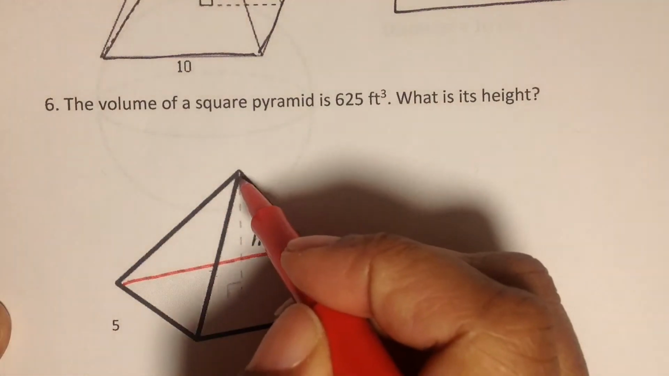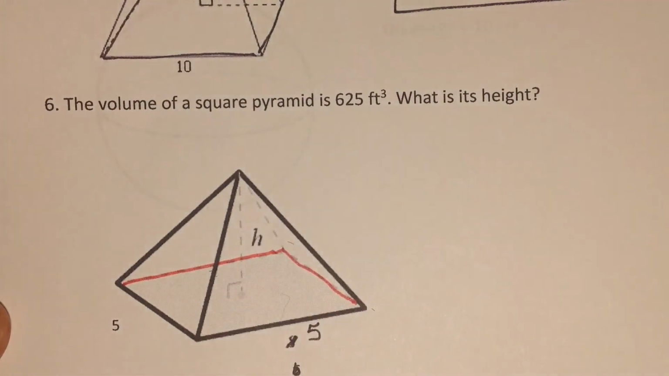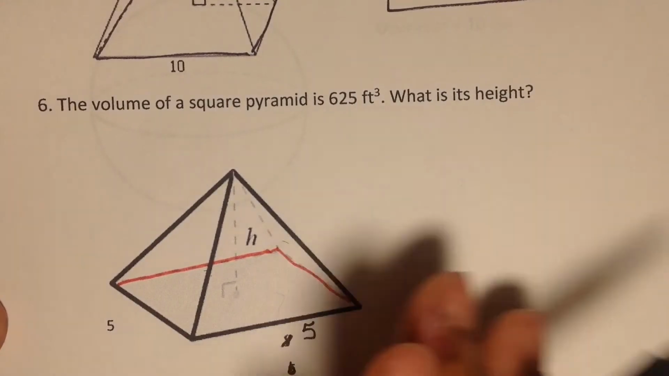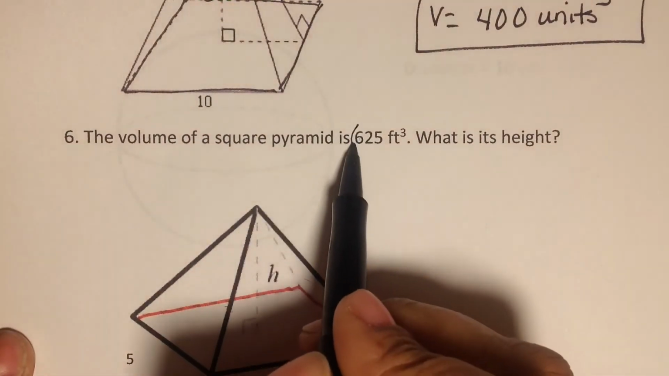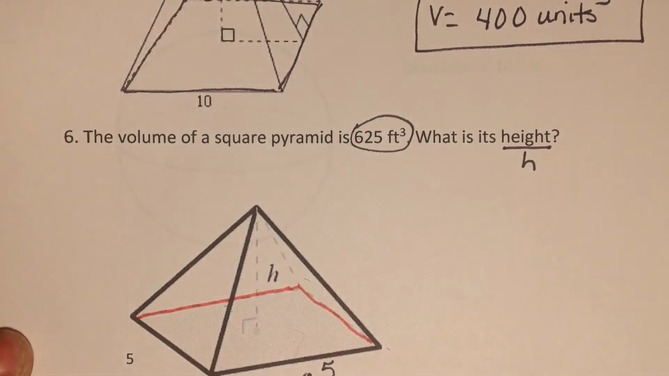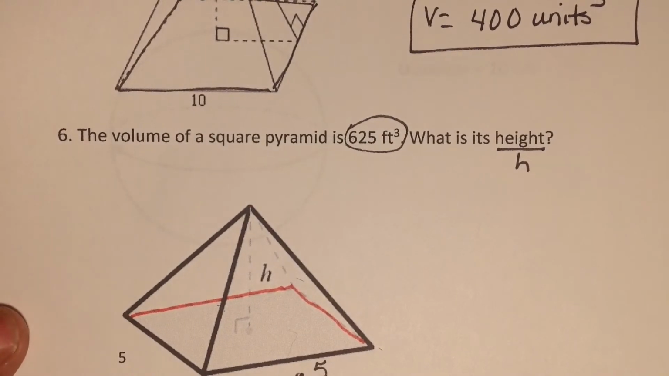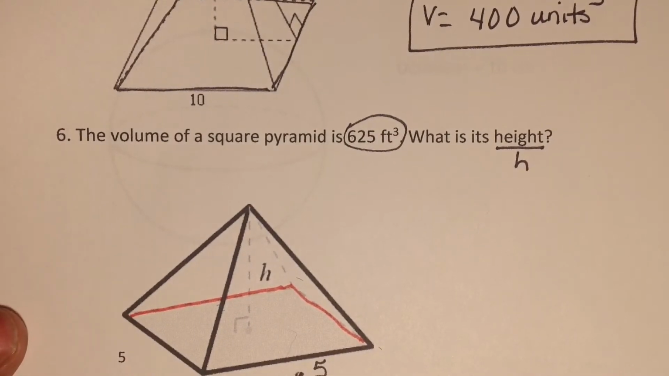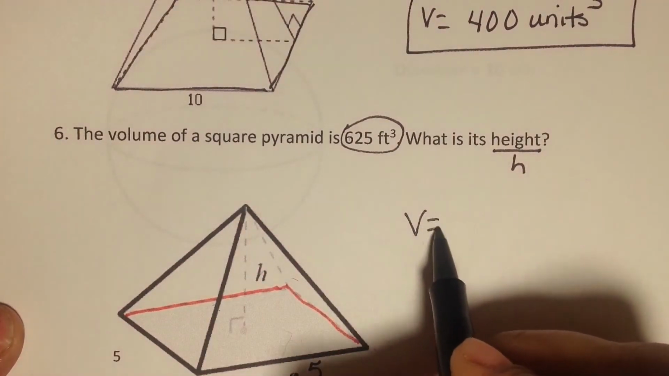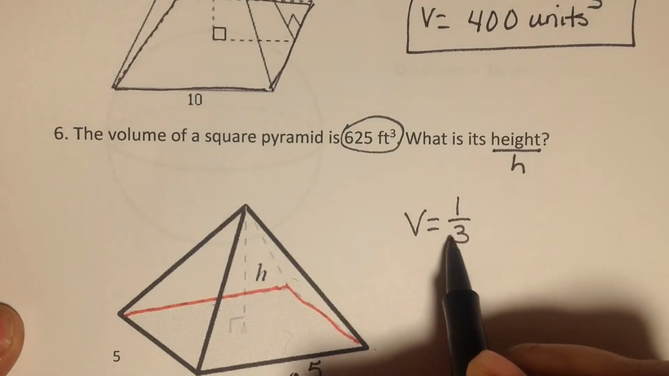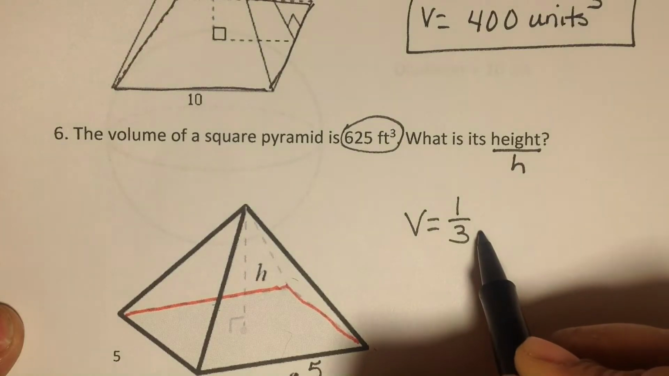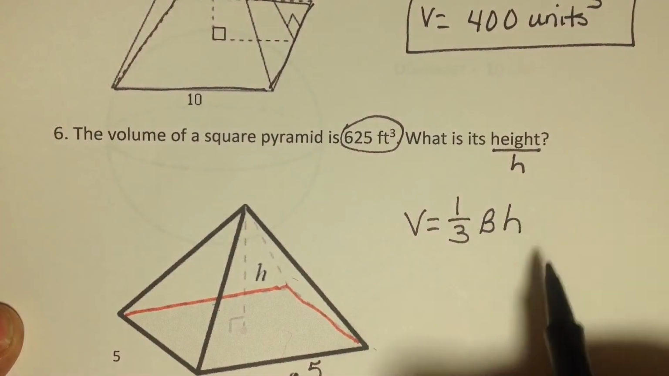Okay? And I see that it's showing me my height right there. If I'm looking for the volume, well, actually I'm not looking for the volume in this case. It gives me the volume. I need to find the height. So remember how we talked about, you plug in what you know into the formula to solve for what you don't have. So this is a pyramid, so the formula to use to find the volume is 1/3 times the area of the base times the height.